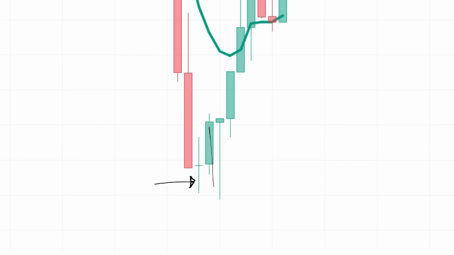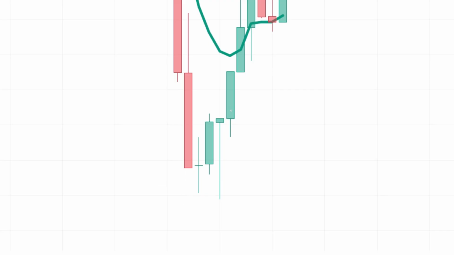First, notice this Doji candle. This type of candle forms when the opening and closing prices are very close, creating a thin body with wicks on both sides. It usually appears when the market is indecisive, signaling that the selling pressure might be losing steam.